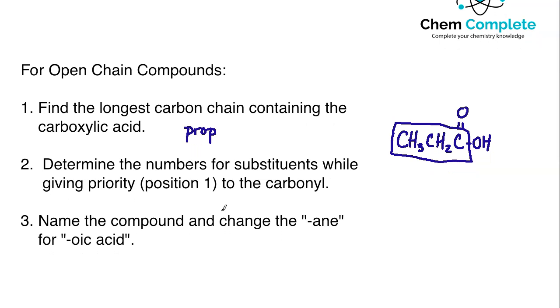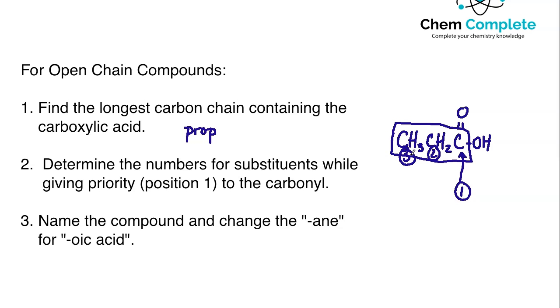So number 2 is determine the numbers for substituents while giving priority, meaning position 1 as far as numbering goes, to the carbonyl. So in other words, no matter how long the compound is, I always place the carbonyl of the carboxylic acid as position number 1 as I am numbering and getting ready to name. So that means that this would be 2 and that this would be position 3.